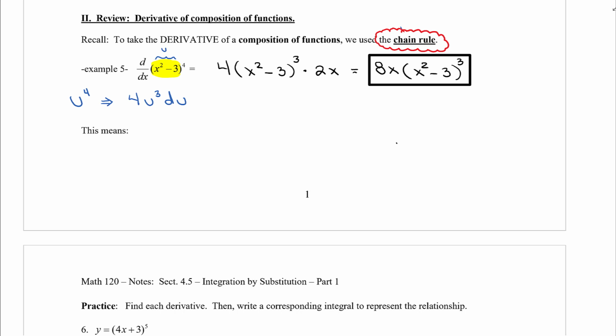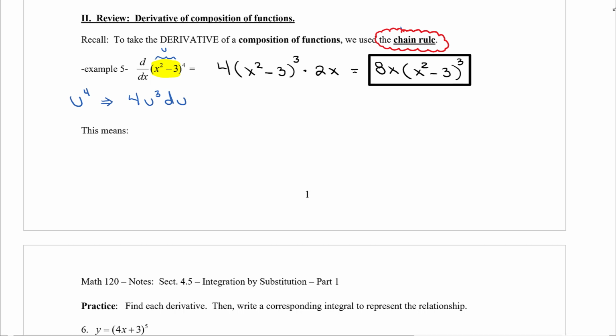So the key part here was we needed to use the chain rule in order to do this problem. We found the inner function, which was that x squared minus 3. We replaced that with a u, and then we were able to find our outer function, which was basically that u to the 4th. We took the derivative of the outer function first, the u to the 4th, which ended up being 4u cubed du, and then we took the derivative of that inner function, that x squared minus 3, which ended up being 2x. So this is going to be a key part to going forward in this section in order to learn that new integration technique that we will be learning.